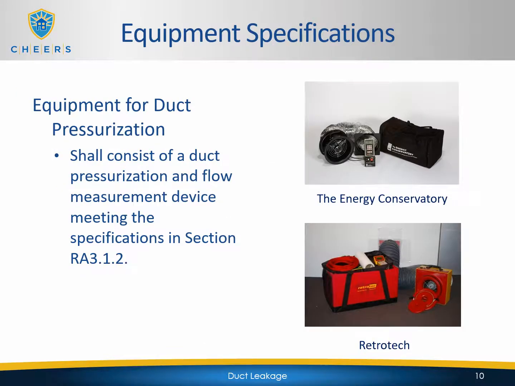Equipment for duct pressurization shall consist of a duct pressurization and flow measurement device meeting the specifications in section RA 3.1.2. Here on the right we have pictures of the 2 currently available duct blasters. The top one is from the Energy Conservatory, and it is oftentimes referred to as a Minneapolis duct blaster. The one on the bottom is the Retrotech. Both of these come in kits. They'll include the fan, the duct work, the manometer, which is what we call the pressure and airflow measurement device, and a fan control to control the speed of the fan. So pretty much everything you need in order to perform a duct leakage test.